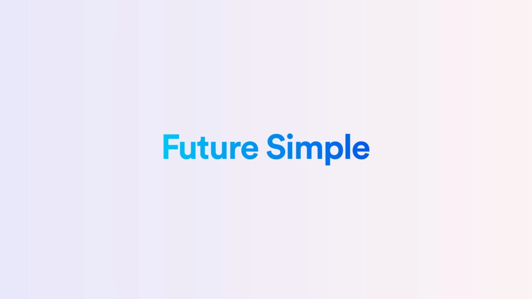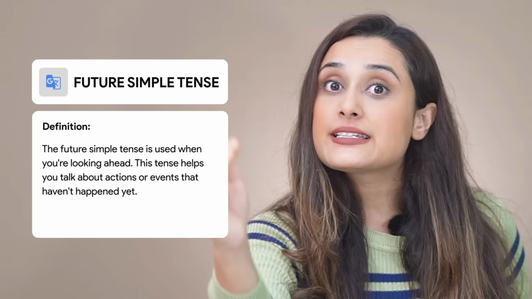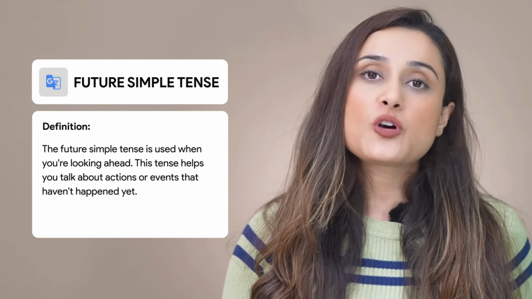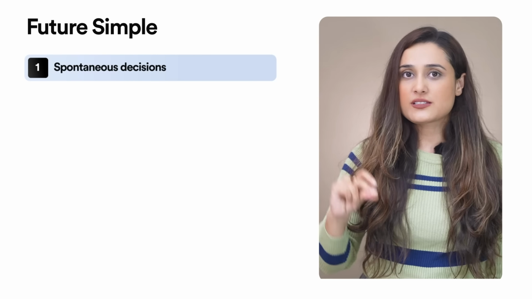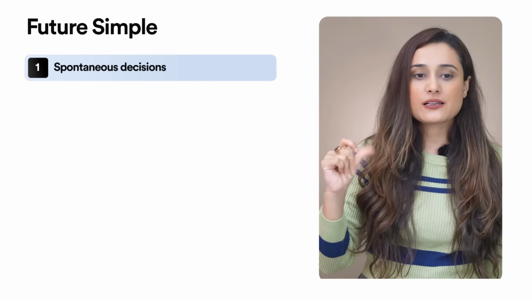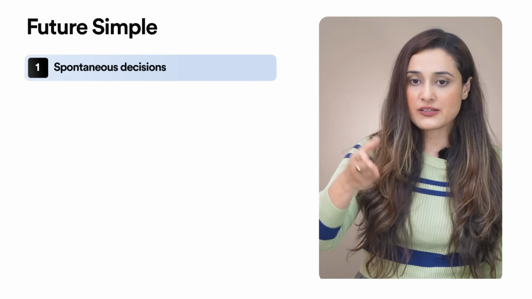The next on the list is future simple tense. The future simple tense is used when you're looking ahead. This tense helps you talk about actions or events that haven't happened yet. Okay, of course, we're talking about future tense, right? Here are some common uses. First, spontaneous decisions. Spontaneous is when you decide something on the go, like it wasn't predetermined, it was right then.